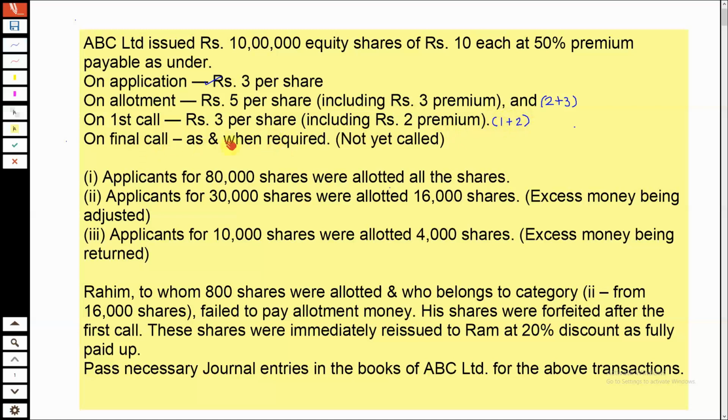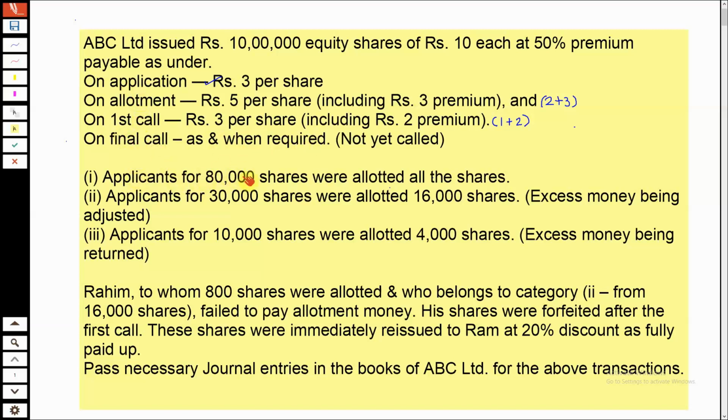On final call, now please look here, the words are as and when required. It means till now the company has not demanded, so don't pass any journal entry for the final call. Okay, each stage will have 2 journal entries.